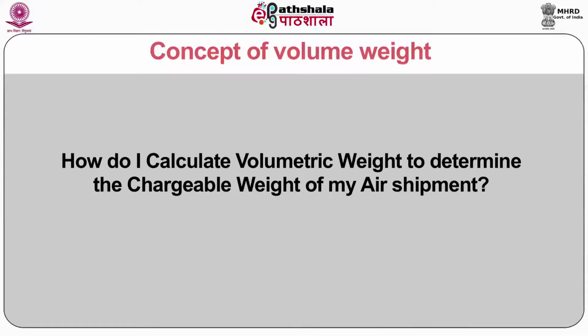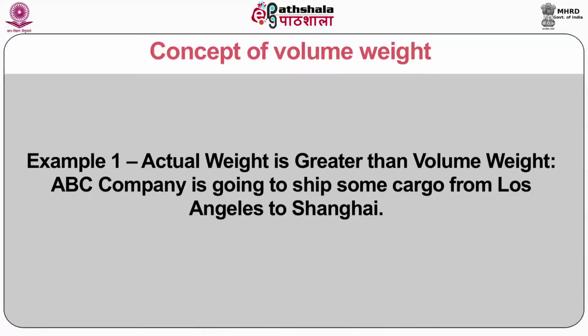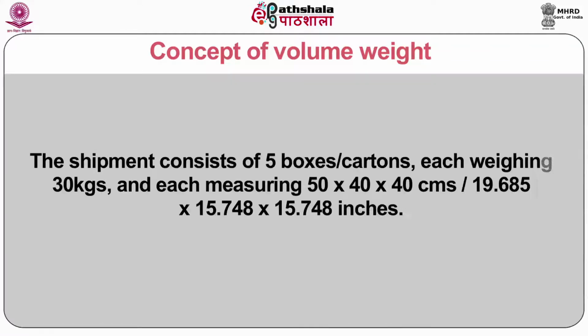Example 1: actual weight is greater than volume weight. ABC company is going to ship some cargo from Los Angeles to Shanghai. The shipment consists of 5 boxes or cartons, each weighing 30 kgs and each measuring 50 x 40 x 40 centimeters, or 19.685 x 15.748 x 15.748 inches.